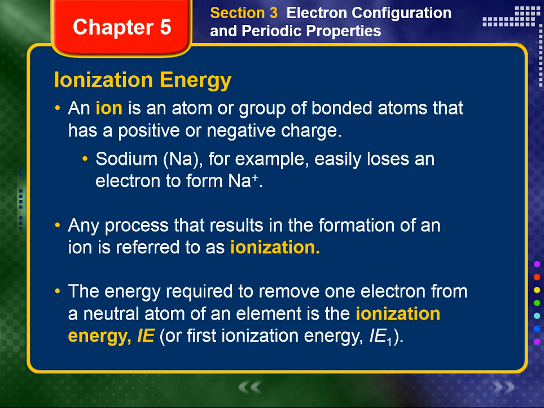Sodium, for example, forms the Na+ ion. Any process that results in the formation of an ion is referred to as ionization. To compare the ease with which atoms of different elements give up electrons, chemists compare ionization energies. The energy required to remove one electron from a neutral atom of an element is the ionization energy, IE, or the first ionization energy, IE1.